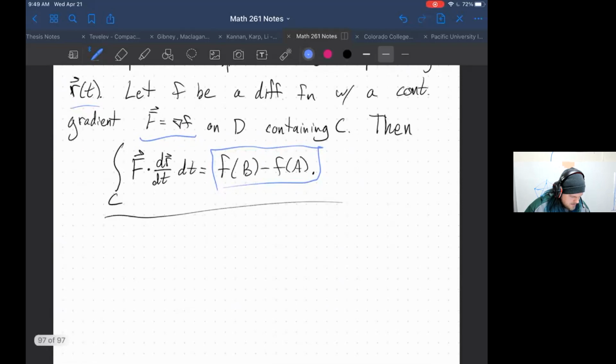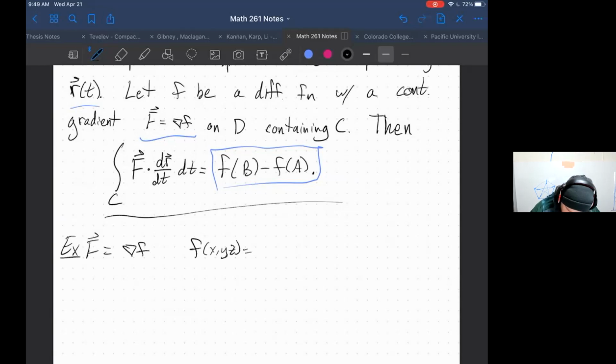And it looks like we are about out of time. So we'll start with an example tomorrow. Let's just go see how to use it. So we take F equal to the gradient of f, for f of x, y, z equal to 1 over x squared plus y squared plus z squared. This is almost all the information.